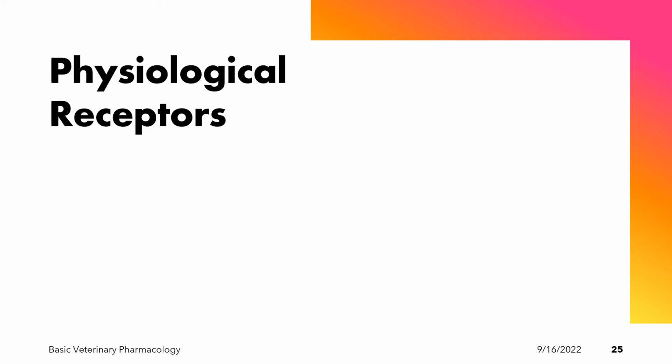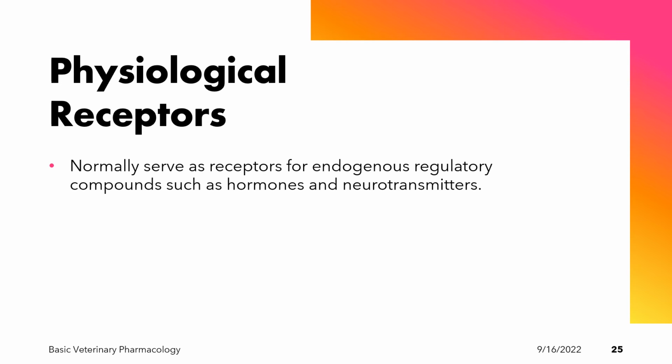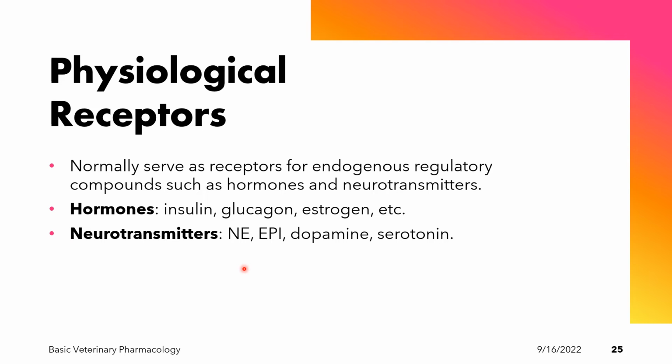We also have the physiological receptors. These normally serve as receptors for endogenous regulatory compounds such as hormones and neurotransmitters. When we say hormones, the examples of this are insulin, glucagon, and estrogen, and they are produced by the endocrine system. For the neurotransmitters, examples of this are norepinephrine, epinephrine, dopamine, and serotonin, and they are produced by the nervous system.